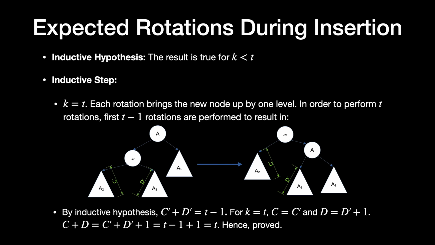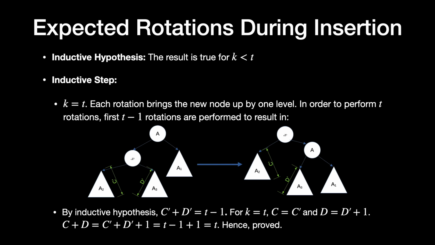Now, after performing t minus 1 rotations, it reaches a particular position and it has a left subtree with right spine length C prime and a right subtree with left spine length D prime. Now, according to the inductive hypothesis, C prime plus D prime is equal to the number of rotations, which is t minus 1. So C prime plus D prime is equal to t minus 1. Without loss of generality, let's assume we perform right rotate. The same case can be made for left rotate.